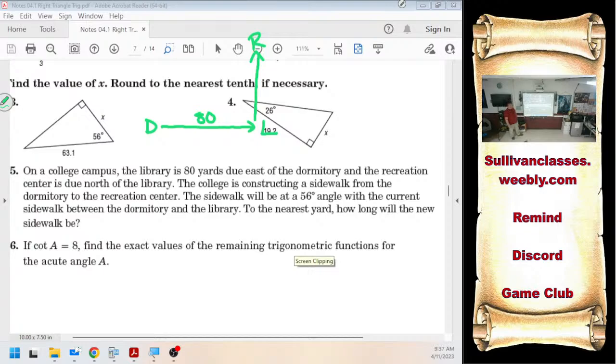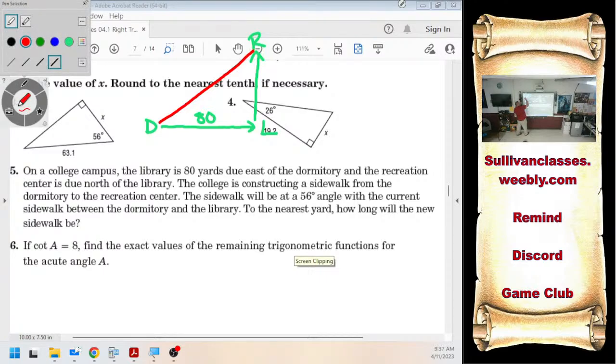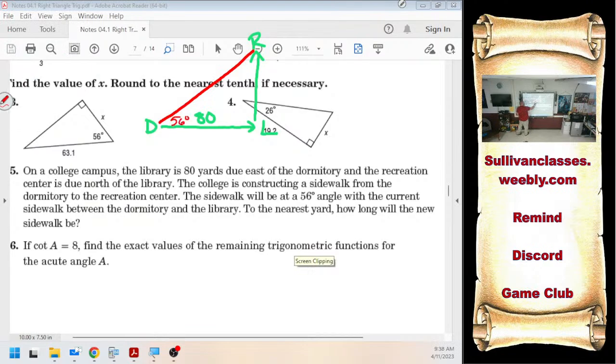College is constructing a sidewalk from the dorm to the rec center. The sidewalk will be at a 56-degree angle with the current sidewalk between the dorm and the library. So this has to be 56 degrees. Remove my 80. There we go. To the nearest yard, how long will the new sidewalk be? So I don't even care about this distance. I want to know how big that's going to be.